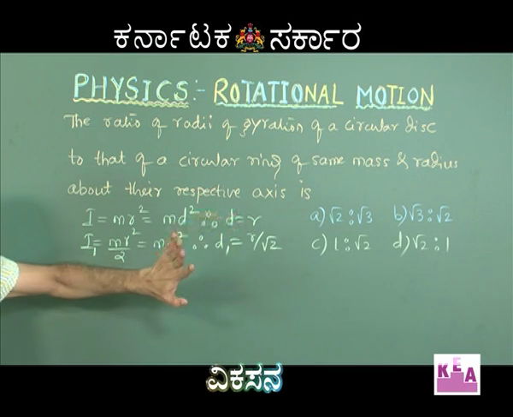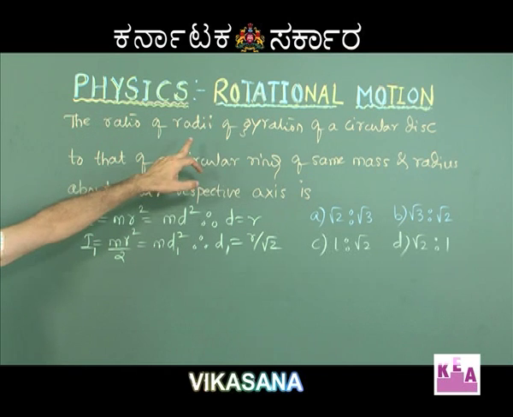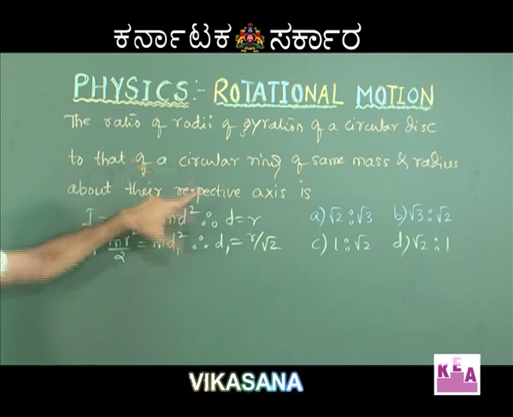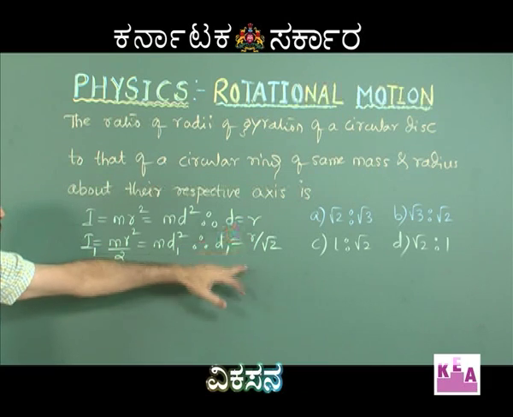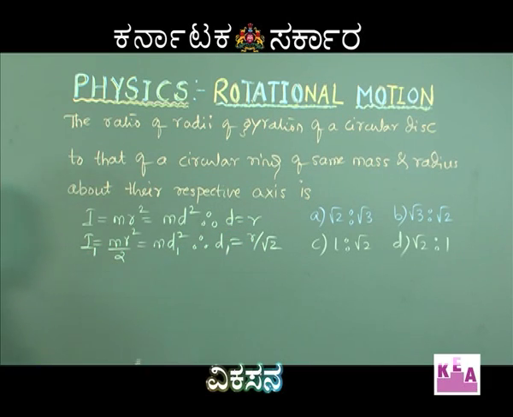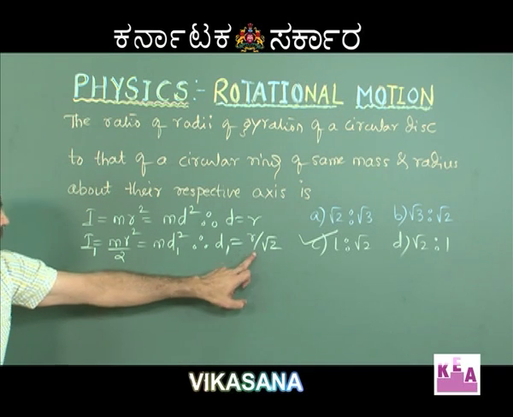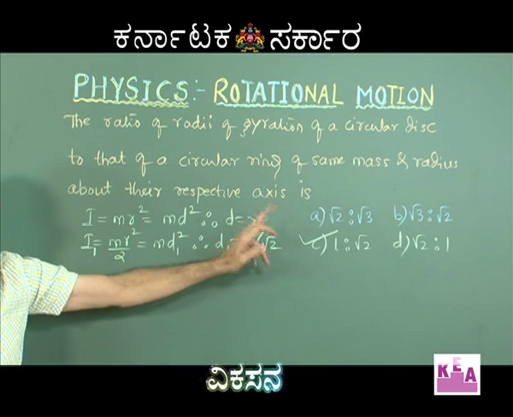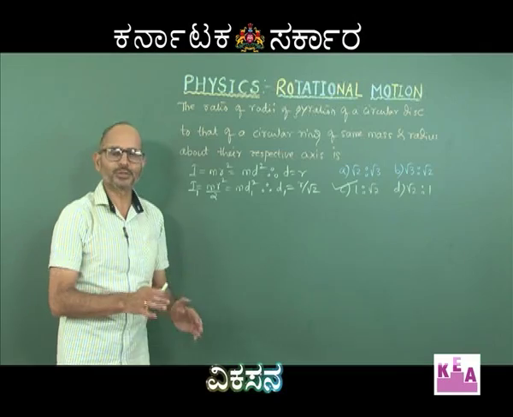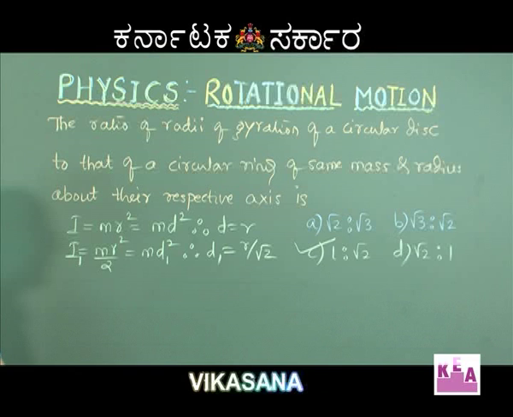Now, he wants the ratio, but we have to be very clear about writing the ratio. See, he wants the ratio of disc to ring. So, disc is this, ring is this. If you take the ratio, it is 1 is to root 2, and that makes option C perfectly correct. See, this divided by this will give you 1 is to root 2. I hope I have made my point clear: what the radius of gyration is and how to really write it for the given bodies.